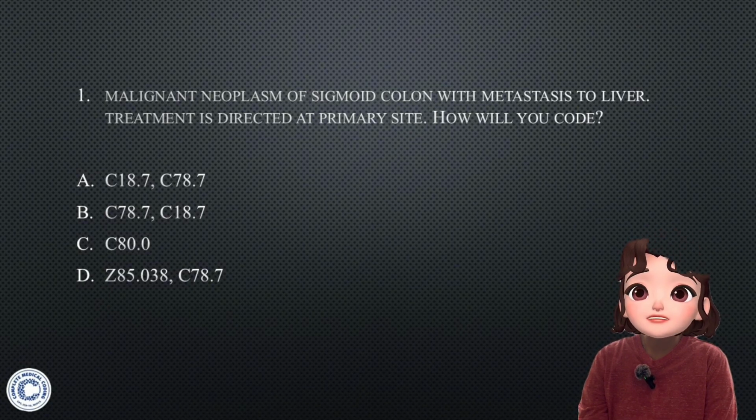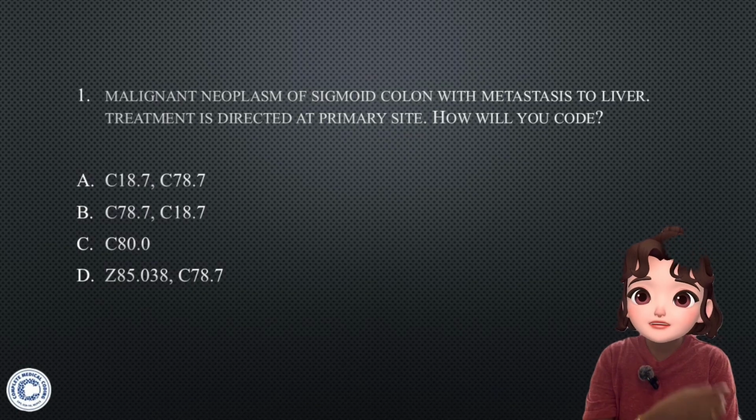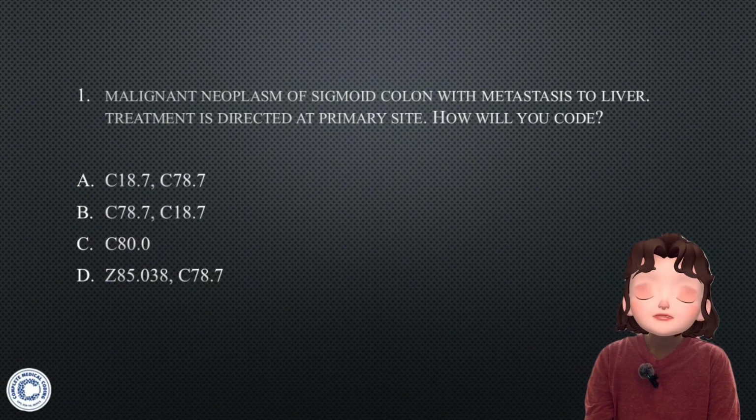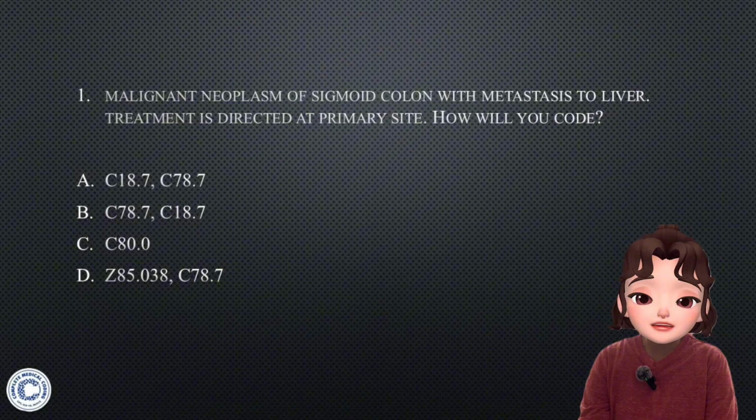Malignant neoplasm of sigmoid colon with metastasis to liver. Treatment is directed at the primary site. How will you code? So the treatment will be on the primary site. Here we have to code for the malignant neoplasm of sigmoid colon, right? So let's move to the options. What is the first option? C18.7 and C78.7.